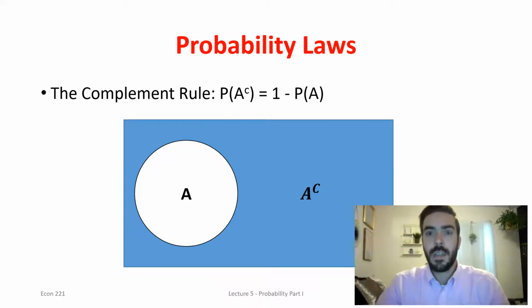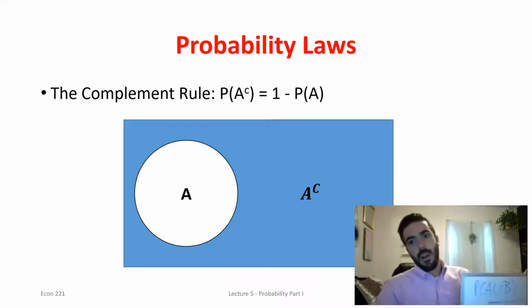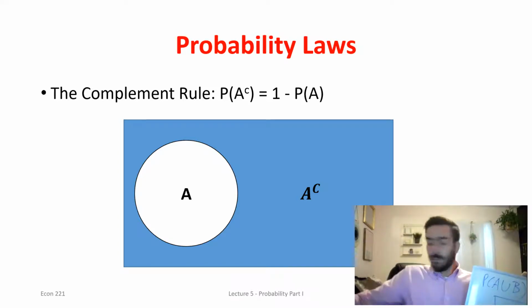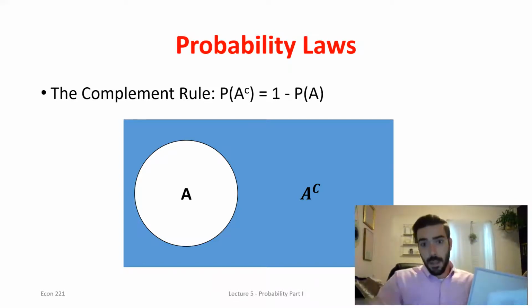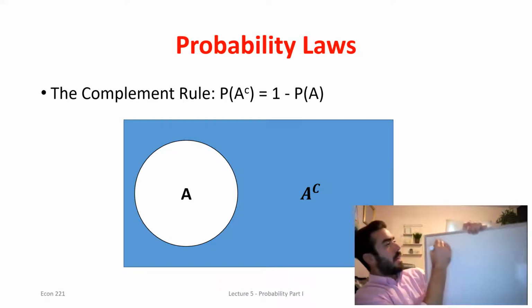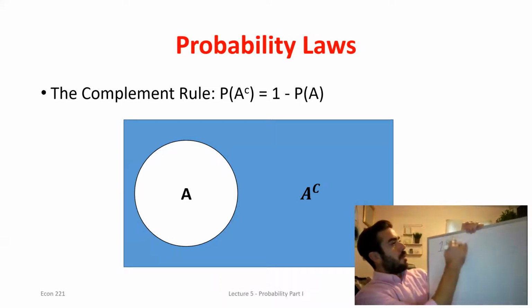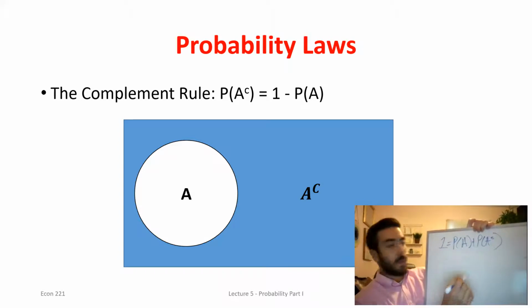Right? Now, what I did here is I rearranged the equation a little bit. All I'm really saying here, that general intuition that the probability of A and the probability of A complement here have to add to 1, makes a lot of sense. So what we're really saying here is the probability of A plus the probability of A complement have to add up to 1.